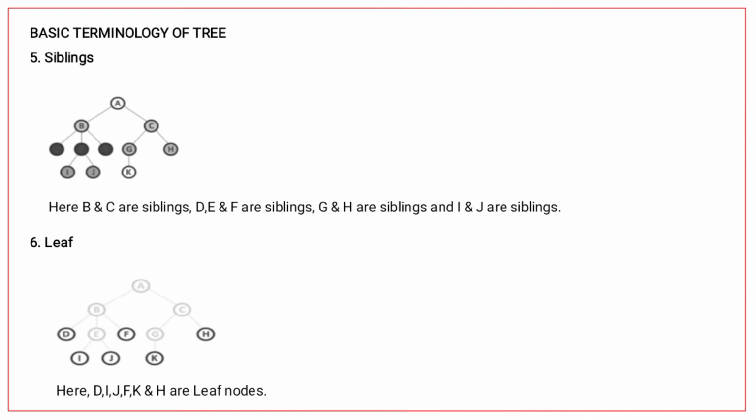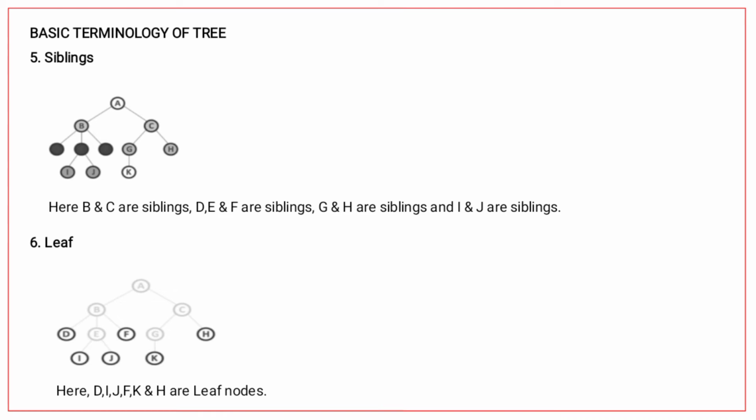Next is sibling. In a tree, the nodes which belong to the same parent are called siblings. It can also be defined as the nodes with the same parent are called sibling nodes. See the figure. Here, B and C are siblings, D, E and F are siblings, G and H are siblings, and I and J are siblings.